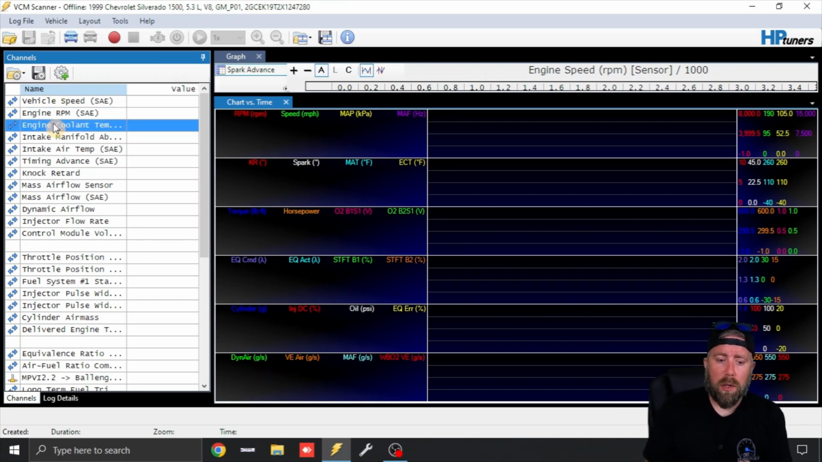So the next one's going to be engine coolant temp. Obviously, we want to know how hot or cold the engine is, and we also need this for calculation in determining our VE tables. So engine coolant temp is going to be part of the VE calculation.